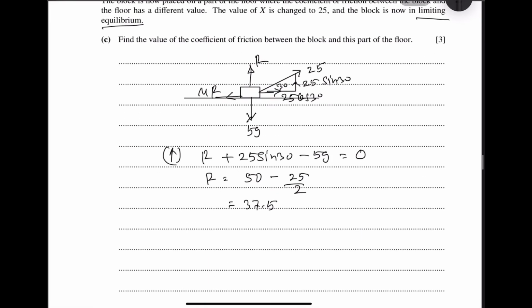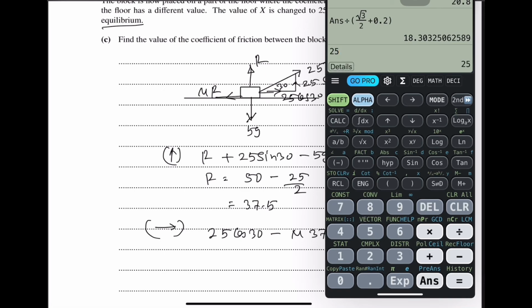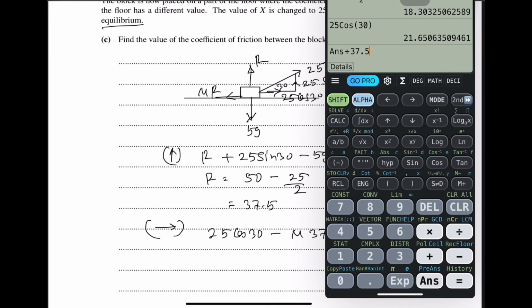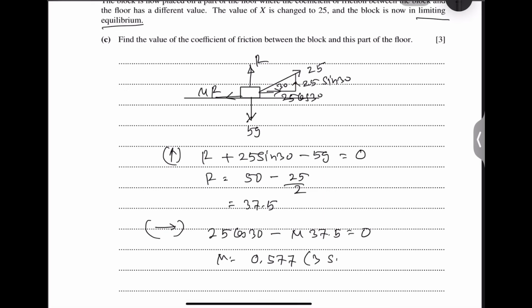Okay, now resolving in this direction: 25 cos 30 minus mu R equals 0. So mu equals 25 cos 30 divided by 37.5. So mu equals 0.577. The answer is in 3 significant figures.